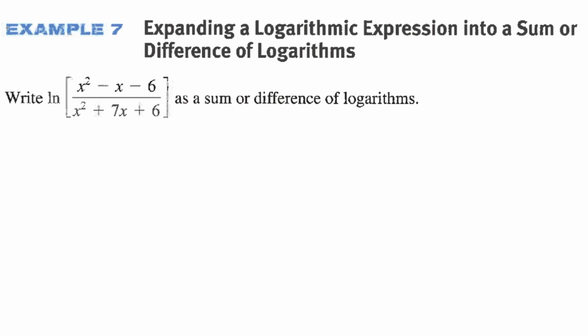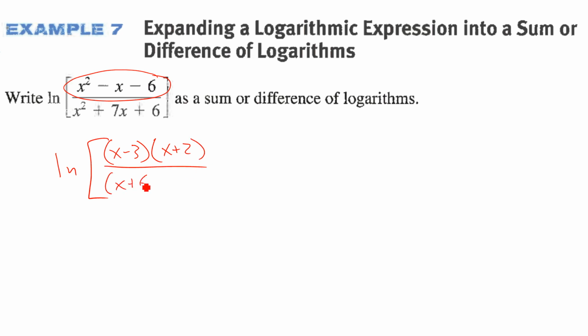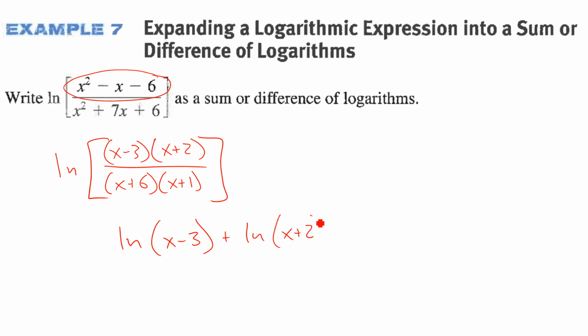Okay, looks like a little bit of a trick here because I don't see any multiplying here to expand, but this is factorable. So we could write this as x minus 3 and x plus 2 over x plus 6, x plus 1. All right, so we're going to say natural log of x minus 3 plus the natural log of x plus 2 minus the natural log of x plus 6. If it's in the denominator, we're going to say minus again, minus the natural log of x plus 1. So anytime you see a minus, it's in the denominator, plus it's going to be in the numerator.